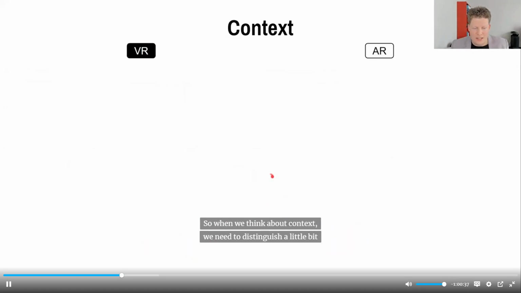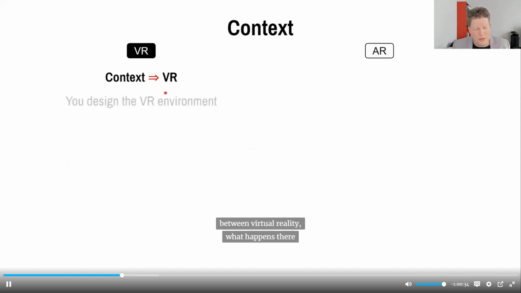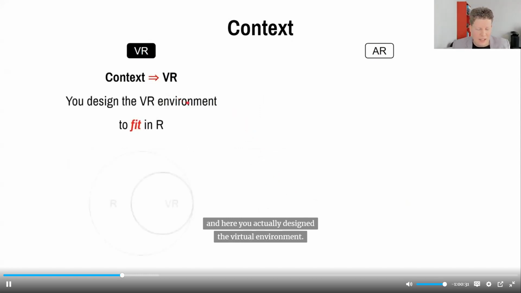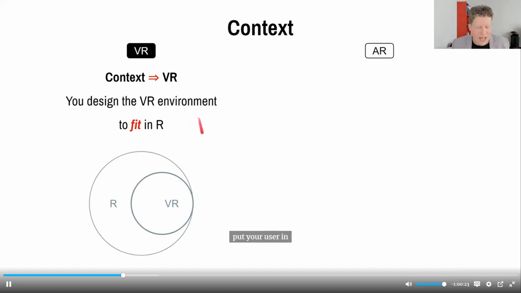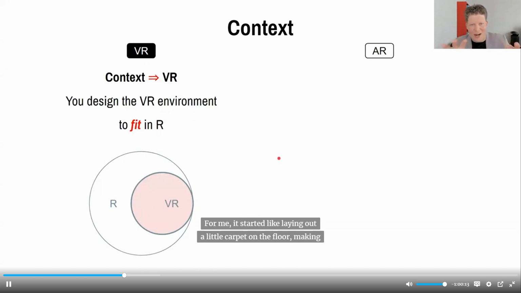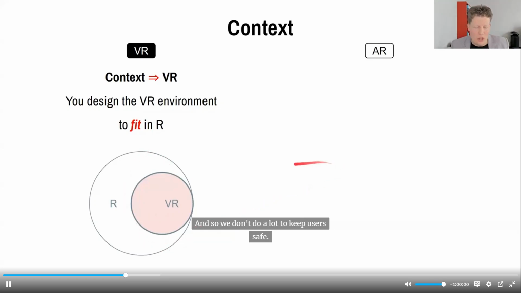So when we think about context, we need to distinguish a little bit between virtual reality, what happens there. And here you actually design the virtual environment. You are responsible for creating that environment that you will put your user in. And you have to make sure that it fits within the actual reality that people have at home. Most of the time, for me, it started like laying out a little carpet on the floor, making sure that I don't step outside the boundaries and hit anything. Because design right now is really like assuming there's almost nothing physical around the users. And so we don't do a lot to keep users safe.